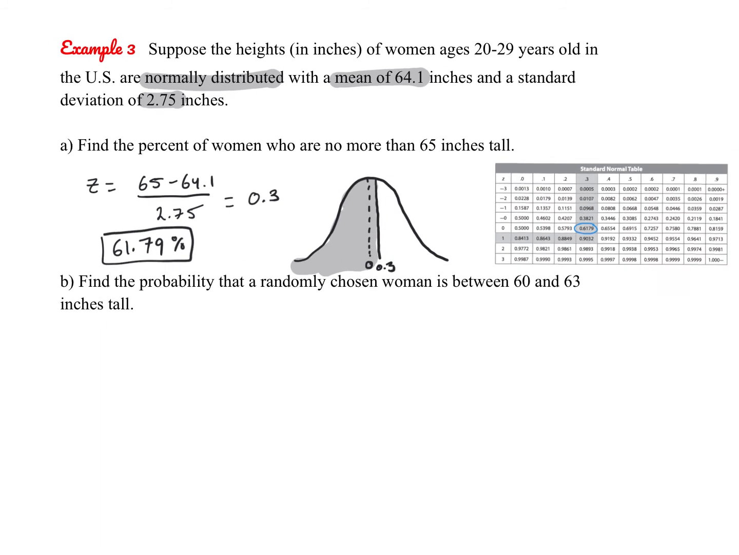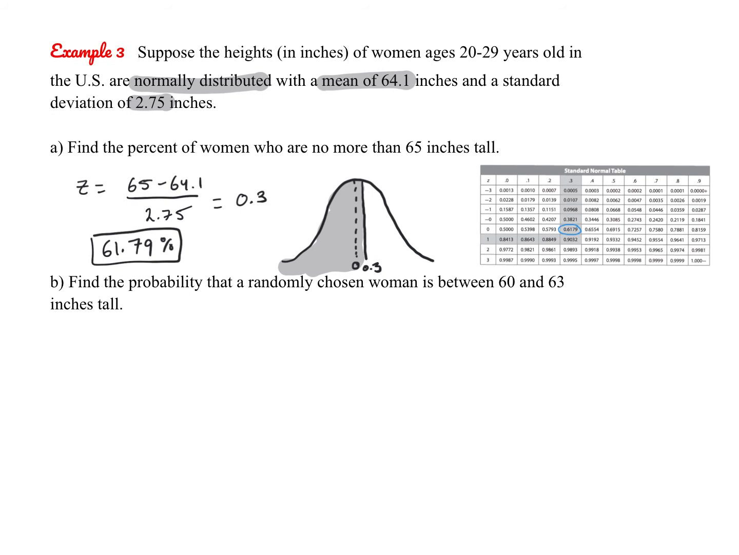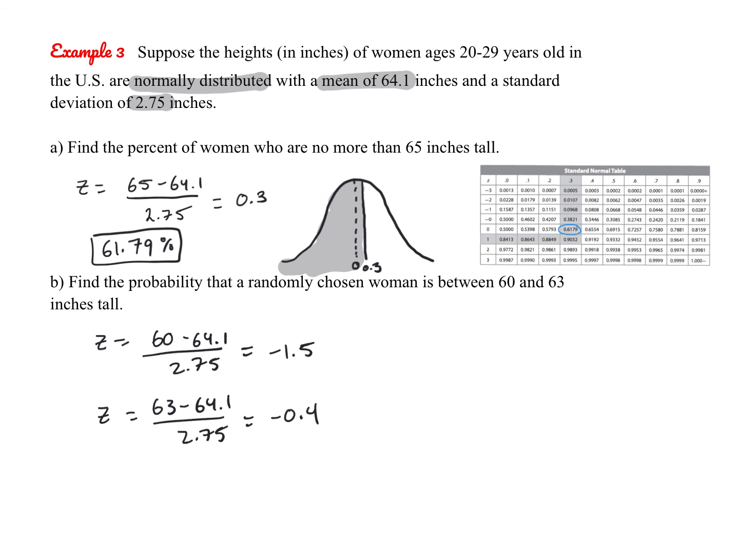Now let's try one where we're between two values. So it's between 60 and 63, so we need to get those individual z-scores again, because 60 and 63 are not exactly 1 or 2 or 3 standard deviations away from the mean, so we need to convert it. So we have 60 minus 64.1 divided by 2.75. This z-score is negative 1.5. And then we have 63 minus 64.1 over 2.75. This z-score is negative 0.4.